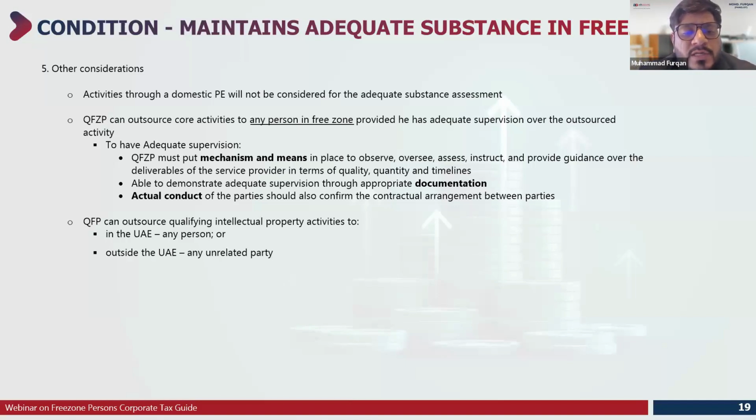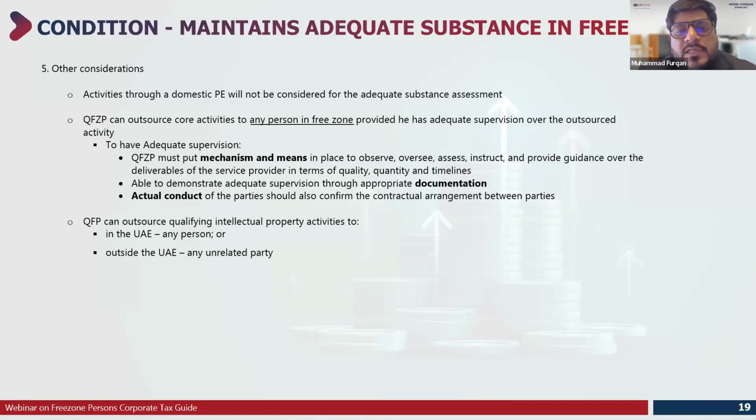In case of outsourcing intellectual property activities, any qualified free zone person can outsource its intellectual property activities to any person in the UAE. But if he needs to outsource outside the UAE, such person should not be a related party. He should be an unrelated party. So if this condition is met, then his income from intellectual property will be deemed to be covering the adequate substance requirement.